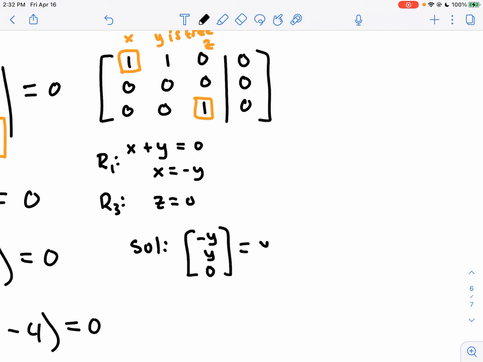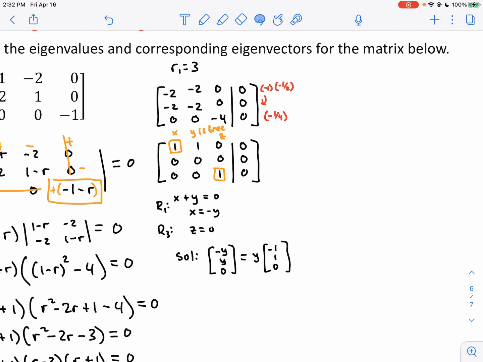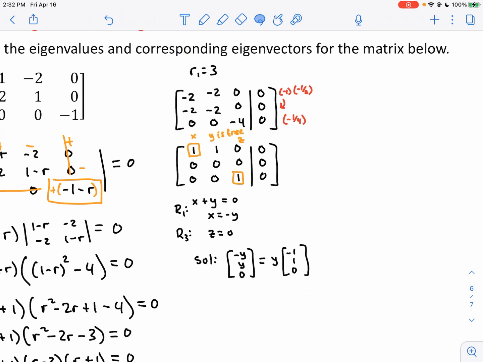And if you factor out that y, you get all multiples of this vector, all multiples of -1, 1, 0, will be an eigenvector that corresponds to eigenvalue 3. Let's move that over just slightly. Separate this work.